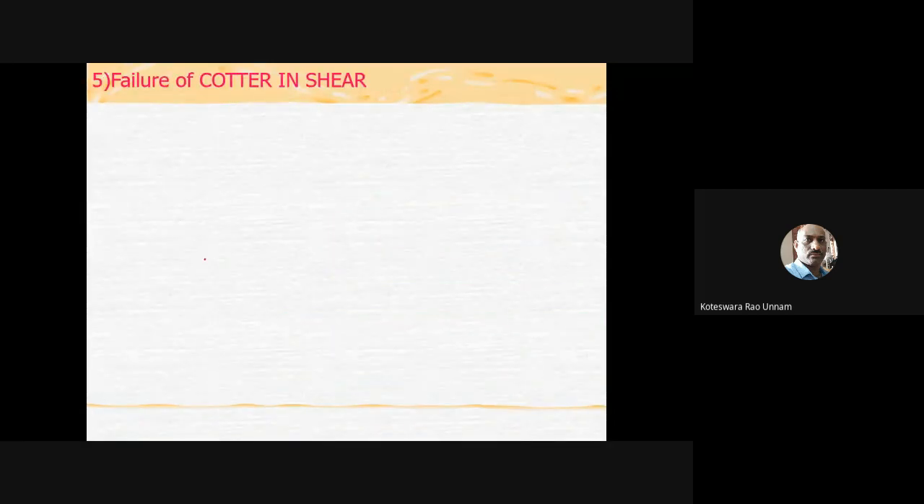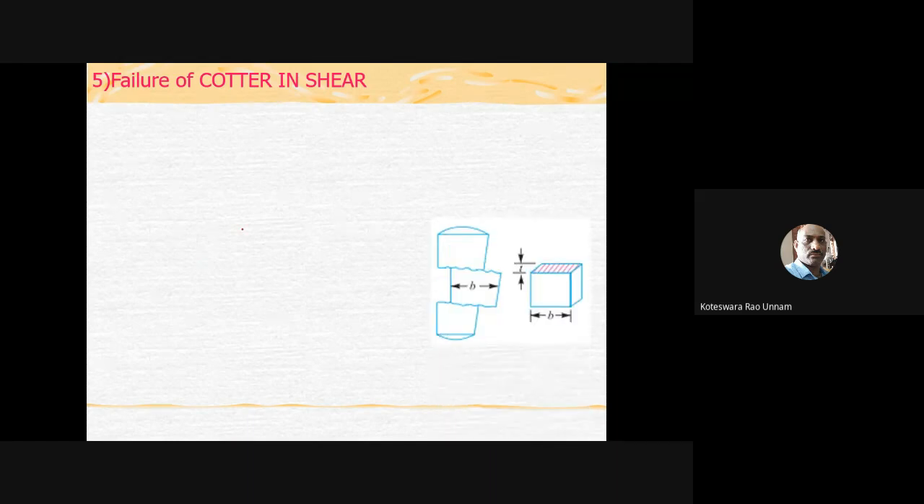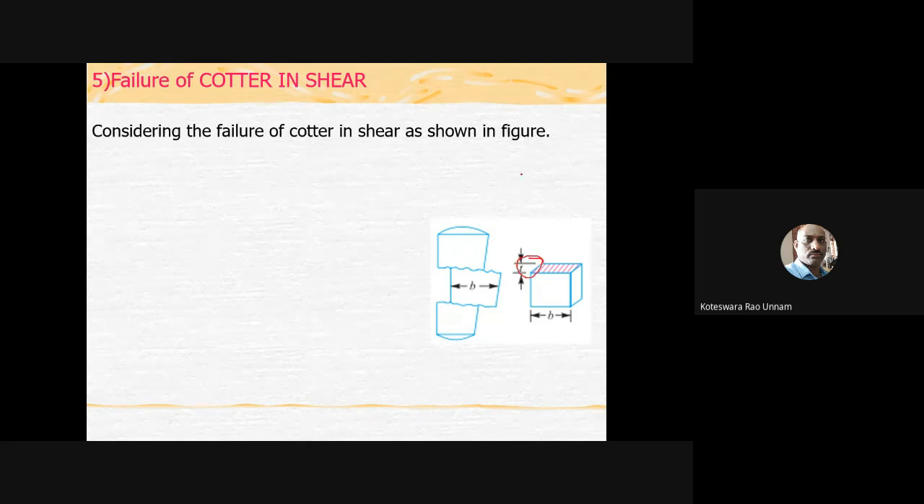We'll try to determine the dimensions of the cutter itself. We already calculated the thickness T. We have taken T as D2 by 4, just by considering the tearing strength of the spigot across the slot. So there you have the expression for T. Then what I need to calculate is the mean width of the cutter. The mean width of the cutter is determined based on the shear failure of the cutter.